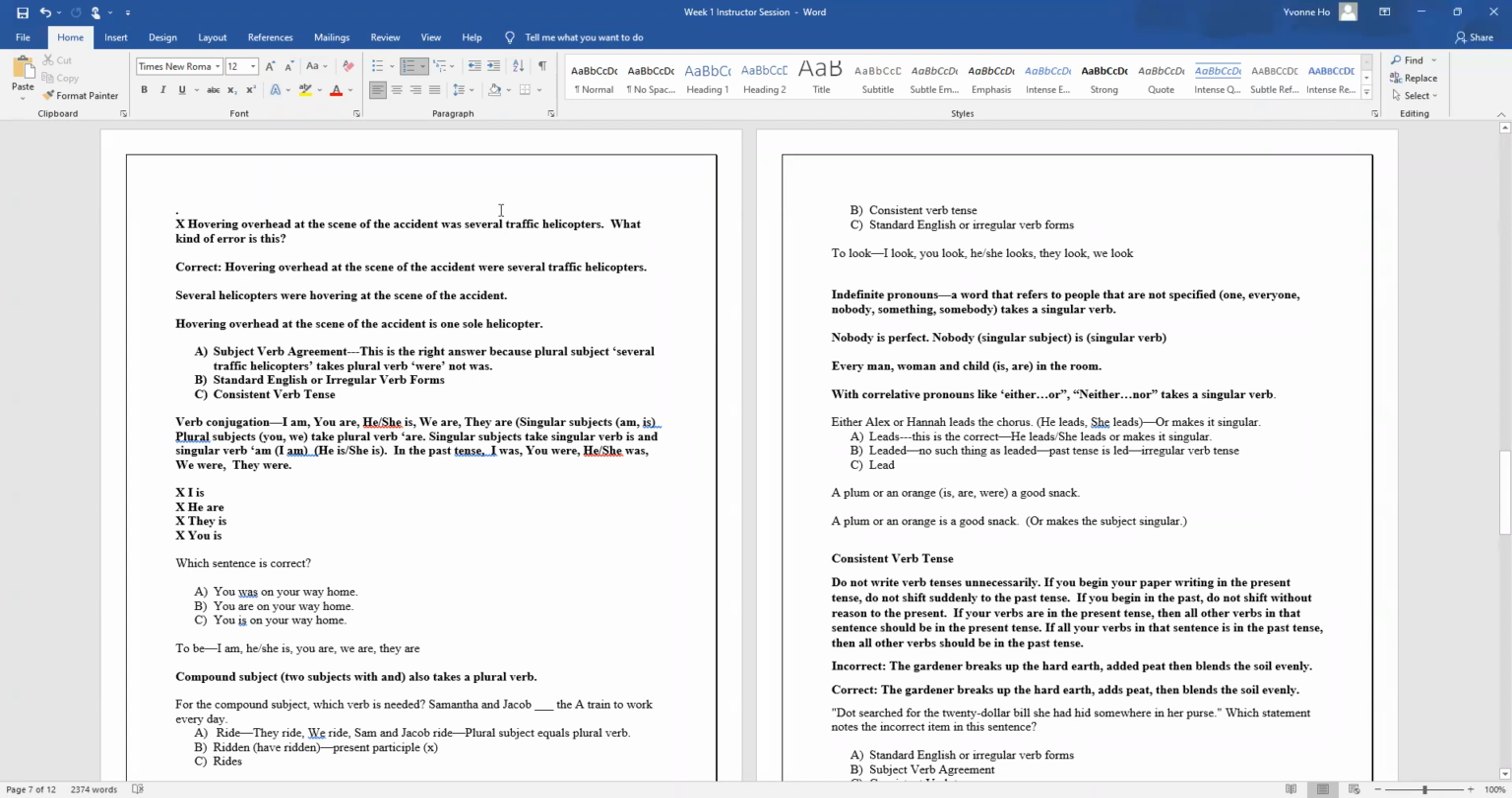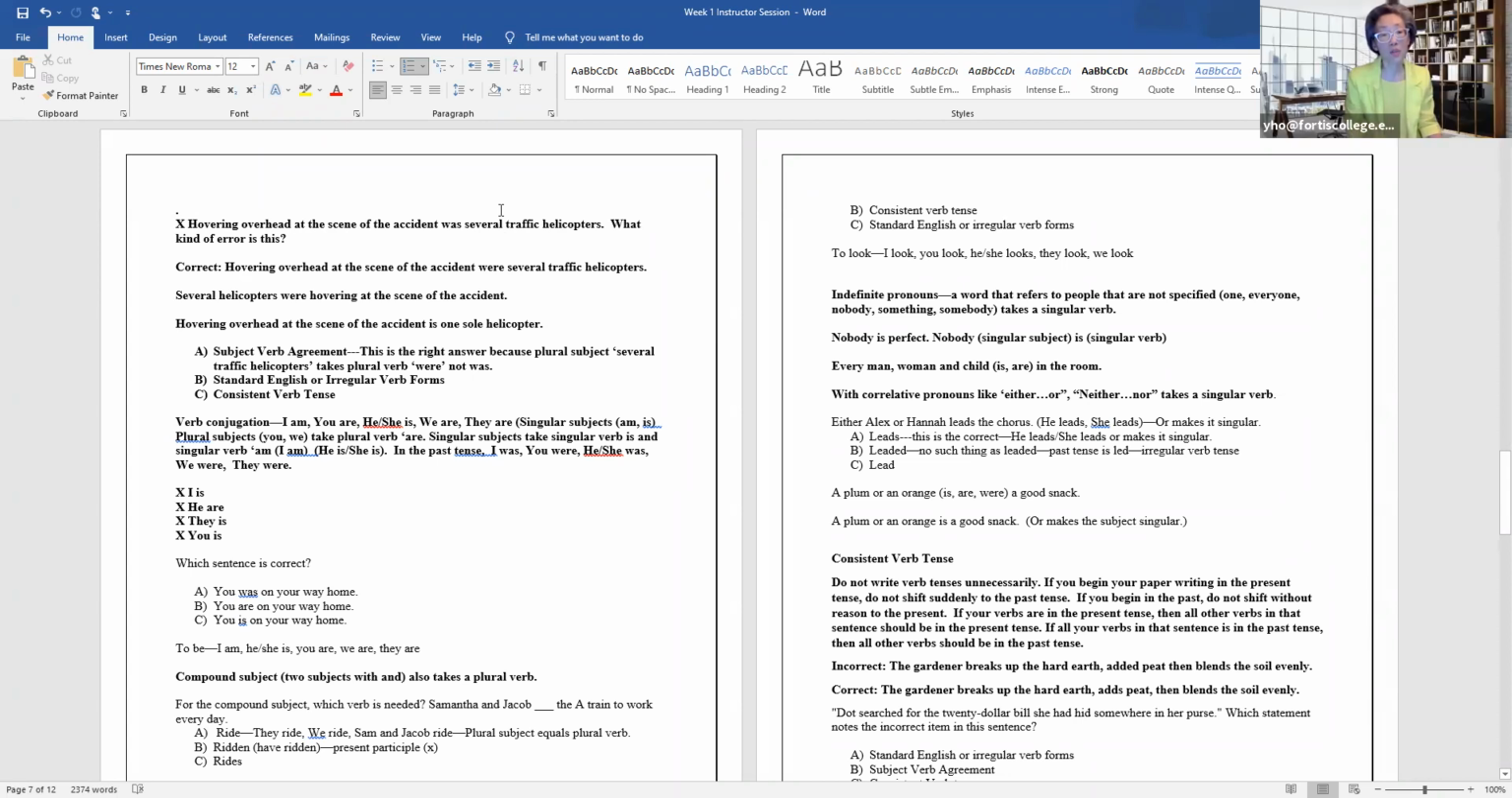So what kind of error is this? If you have a plural subject, you need to have a plural verb. So the correct answer is hovering overhead at the scene of the accident were several traffic helicopters. And so the answer to this is subject-verb agreement, because when you have a plural subject, you have to have a plural verb. When you have a single subject, you have to have a single verb. And that concept is known as subject-verb agreement.